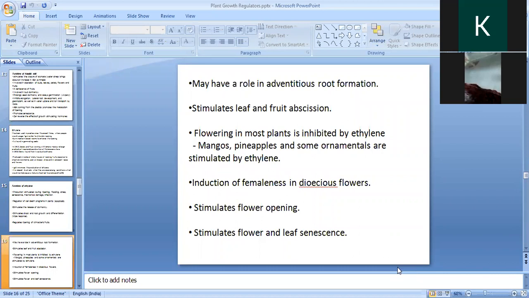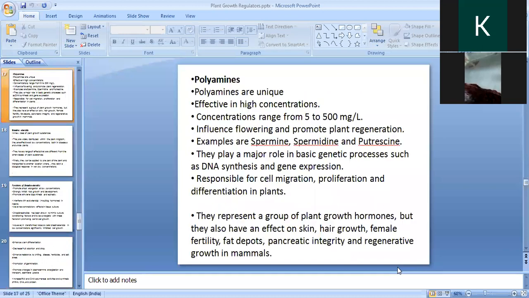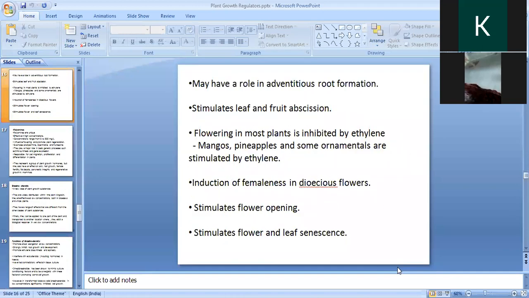It stimulates leaf and root abscission, that means the falling of leaves and fruit. And flowering is also inhibited. Sometimes ripening is stimulated in the fruits of mangoes, pineapples, etc. It induces femaleness in dioecious flowers. It stimulates flower opening, and it also stimulates flower and leaf senescence. So that is about ethylene. These are the five important plant growth regulators that have been studied for a longer time.